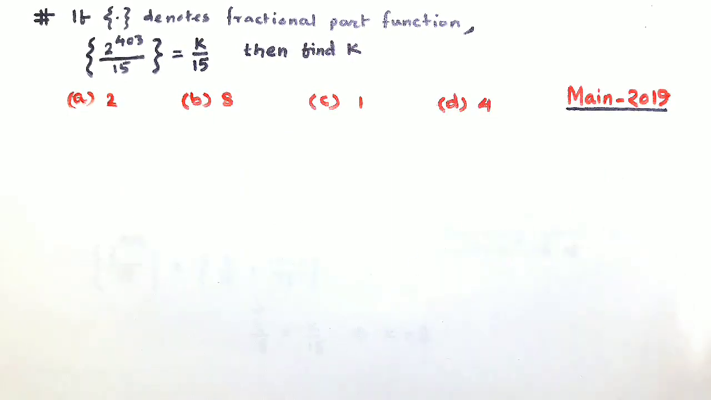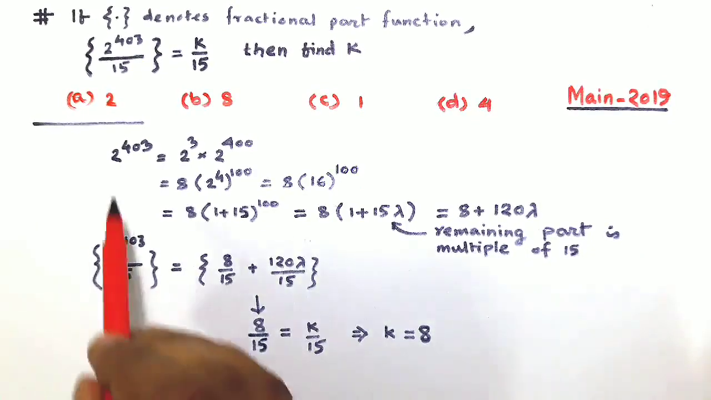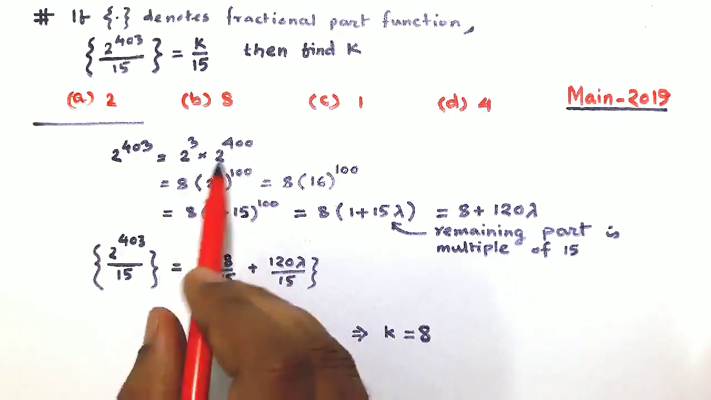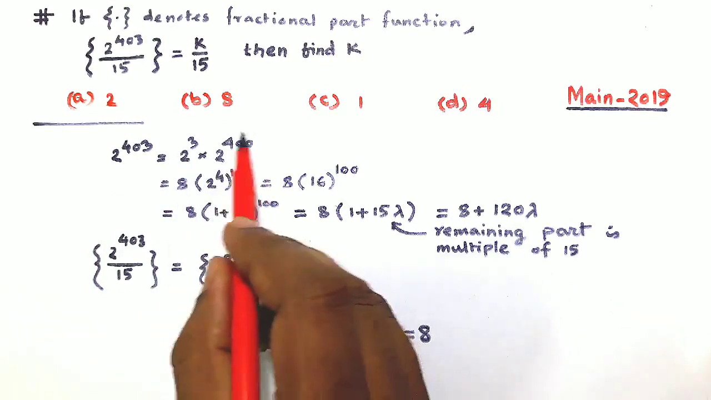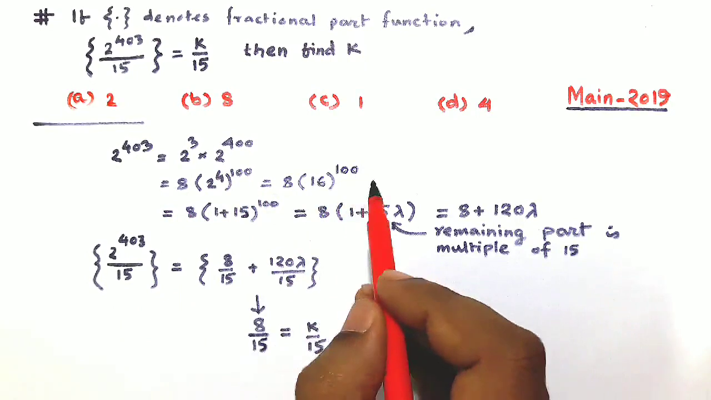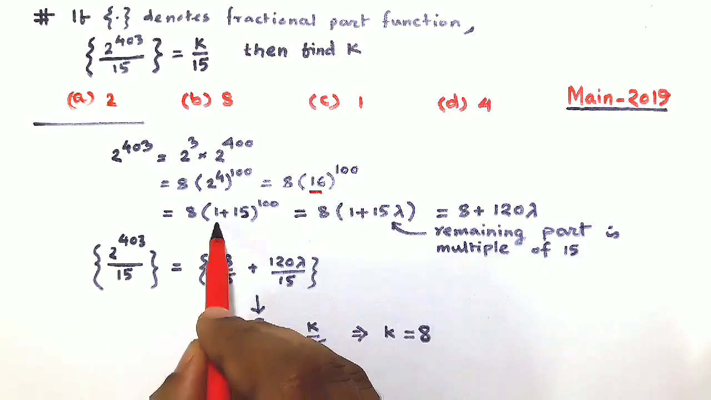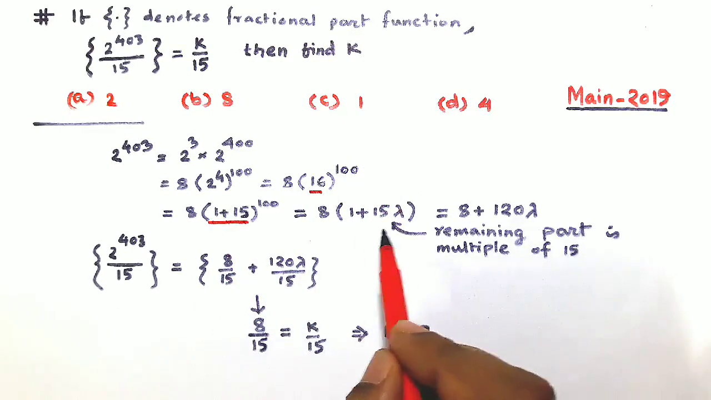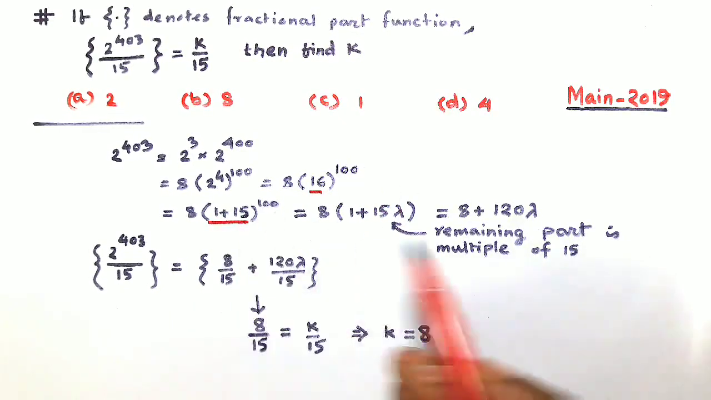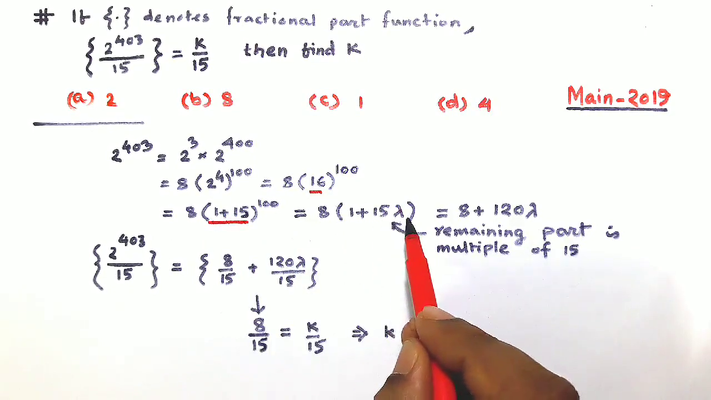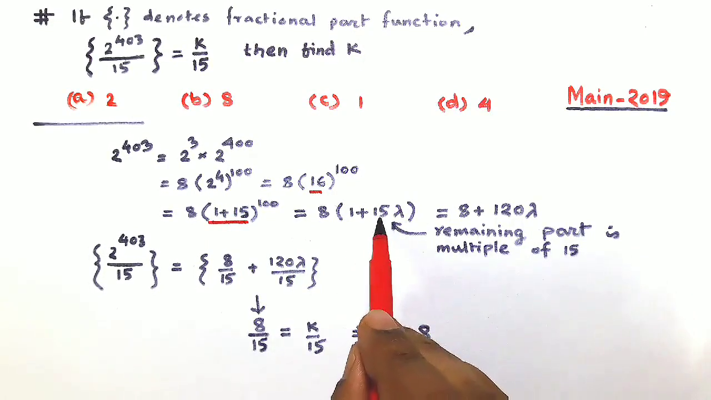Please watch carefully, friends. 2 to the power 403 is equal to 2 cube into 2 to the power 400. 2 cube is equal to 8, and this can be written as 2 to the power 4 whole power 100, and 2 to the power 4 is equal to 16, so 16 to the power 100. Now this 16 can be written as 1 plus 15. This is one of the most important steps of the binomial theorem. So 8 times, if you expand this, 1 plus 15 whole to the power 100 can be written as 1 plus 15 into lambda, because the remaining part will be multiples of 15.